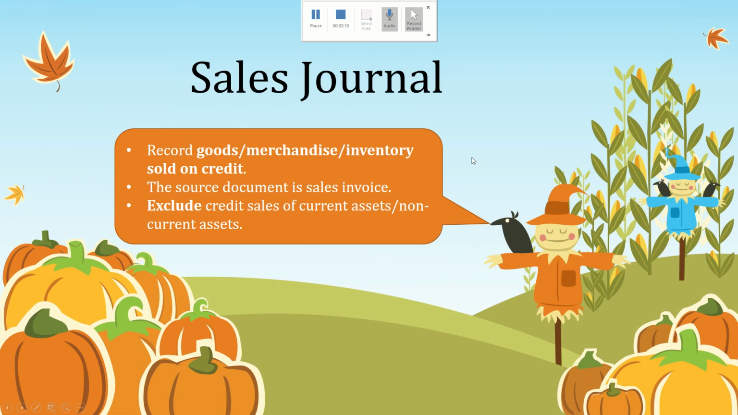Next is the sales journal. The sales journal is also a prime entry book used to keep track of credit sales. Most often, these sales are made up of inventory sales. Notice that only credit sales of inventory items are recorded in the sales journal, whereas cash sales of inventory are recorded in the cash receipt journal. Both cash and credit sales of non-inventory or merchandise are excluded from the sales journal.